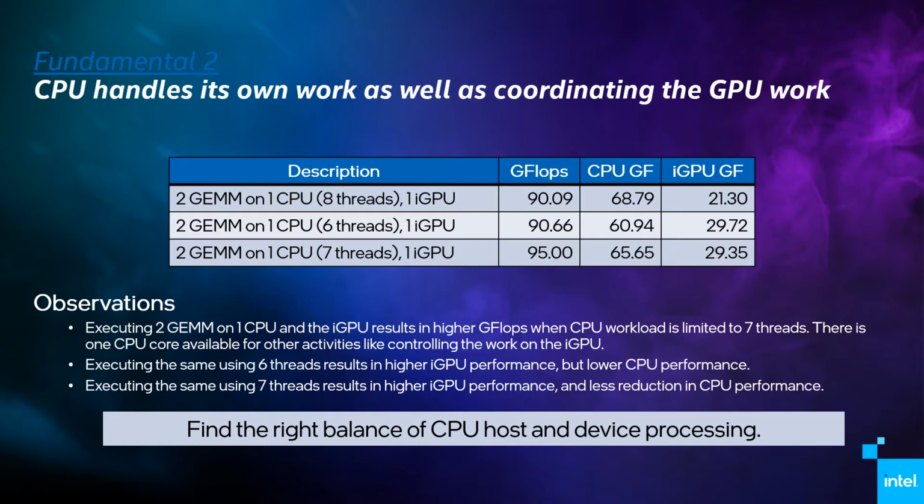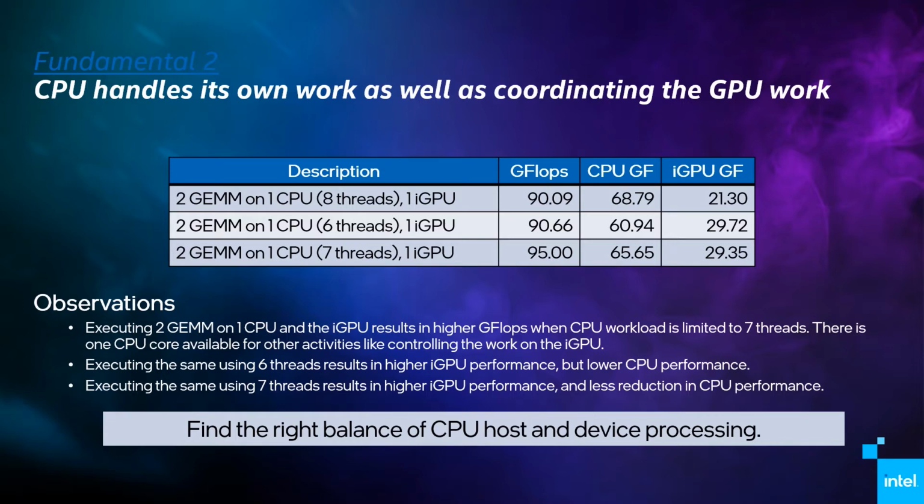So 2 GEMs are still running. It was using only 6 threads on the CPU, taking full advantage of the integrated GPU. Total gigaflops actually improved, 90.66. And as you can see, since the CPU is using fewer threads, performance actually went down compared to the previous slide. So 60.94 compared to 68.79. While the integrated GPU actually improved performance, 29.72 compared to 21.30. So the thought here is that the integrated GPU was getting more attention from the CPU, which has to send it work to do, and so was able to execute at its full rate.